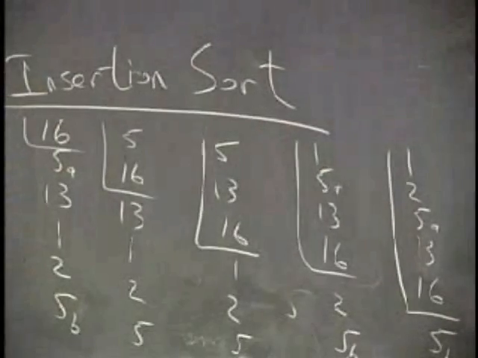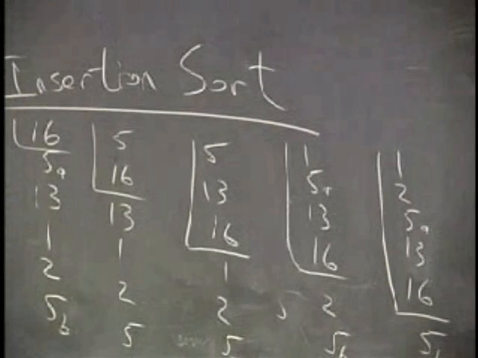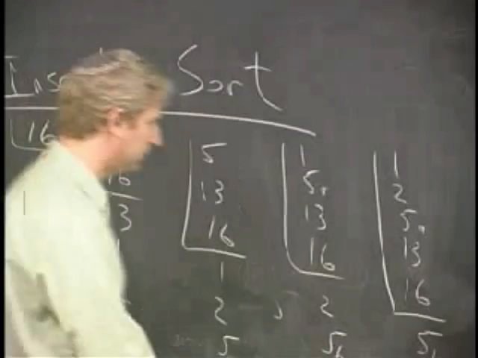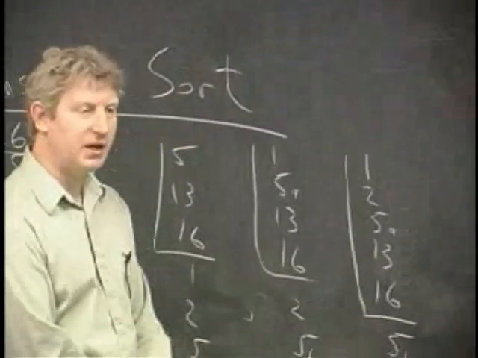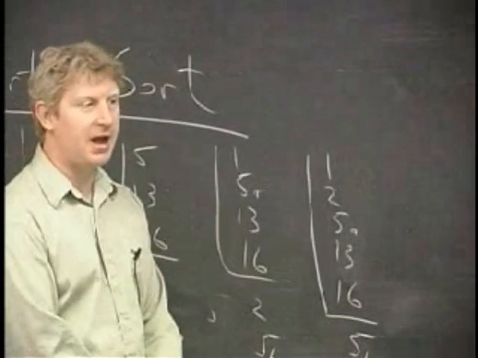Now what happens? What's the last step? What does it look like? 1, 2, 5A, 5B is going to be in front of 5A. What's going to be in front, 5A or 5B? 5B. Or does it matter how we implement it?